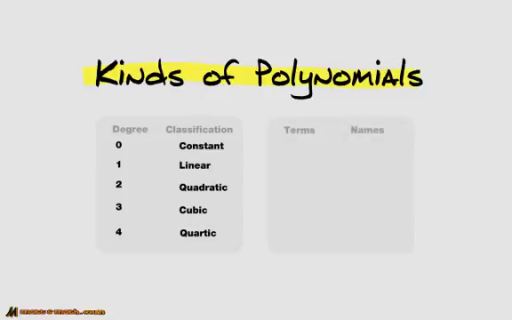And the other thing we're going to look at is the terms and the names. So if it has one term, it's a monomial. If it has two terms, it's a binomial. Bi meaning two, mono meaning one term. What about 3? Trinomial, pretty simple. And 4 or more is just a polynomial. Okay?